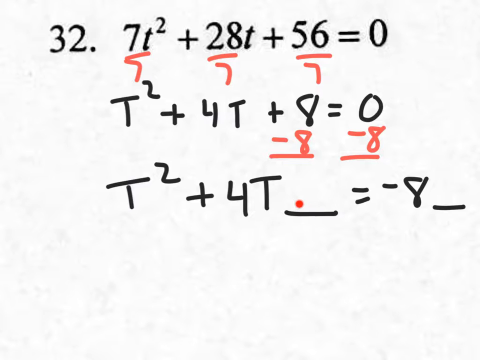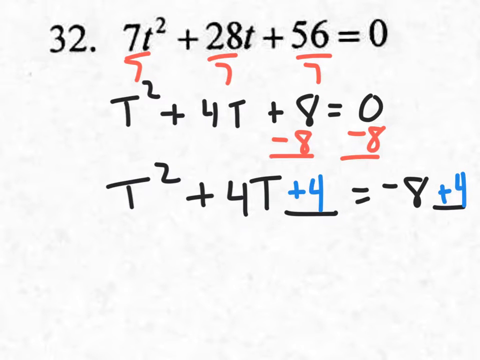So I need my new perfect c value, and I find that new perfect c value by looking at b, taking half of it, and then squaring it. So what's half of 4? It's 2. 2 squared takes you back to a positive 4. Put a plus 4 on both sides to maintain the equality of this equation.